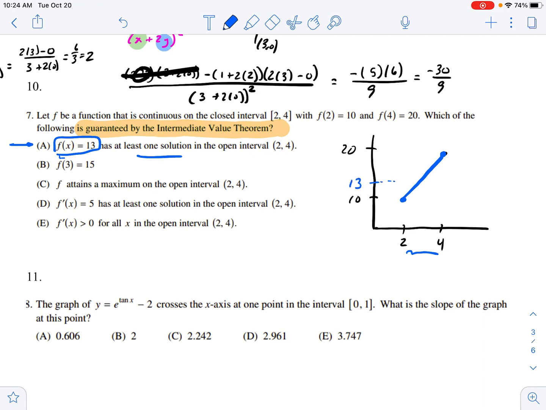Will the y value ever have to be 13 at least once between the x values of 2 and 4? Well, let's see. There's 13. Yes, at some point between the x values of 2 and 4, there's going to be an x value such that the y value of 13 is there. Okay, that's got to be the answer.